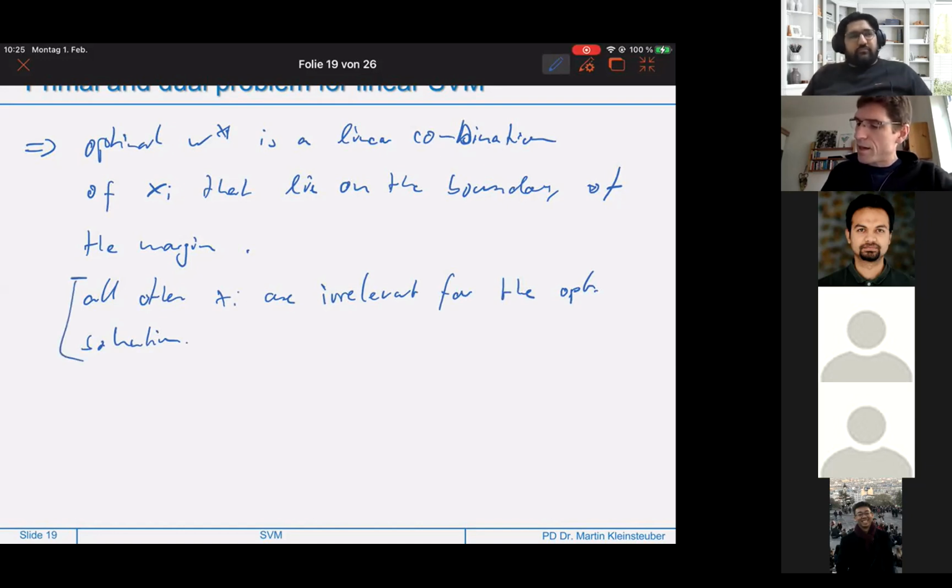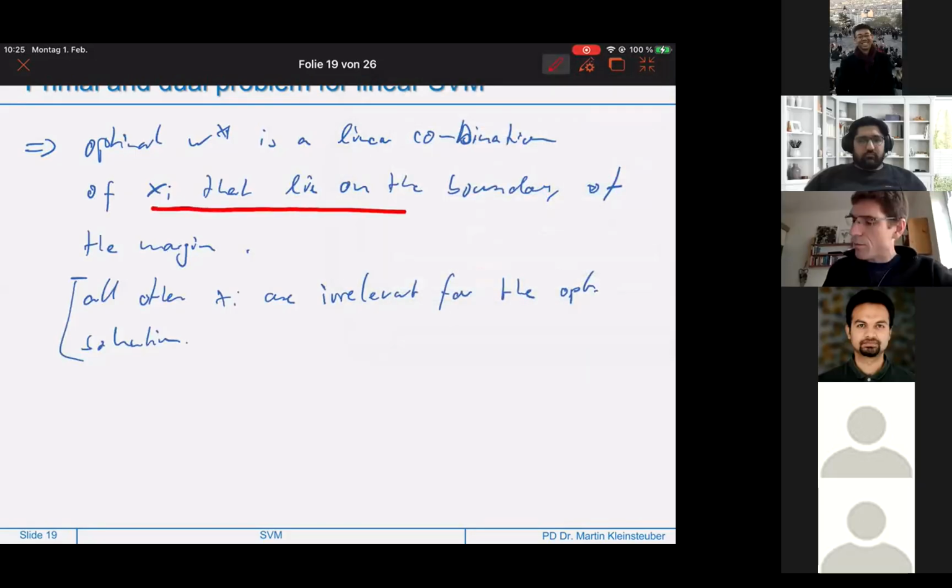And all the xi that lie on the boundary of the margin are called support vectors.